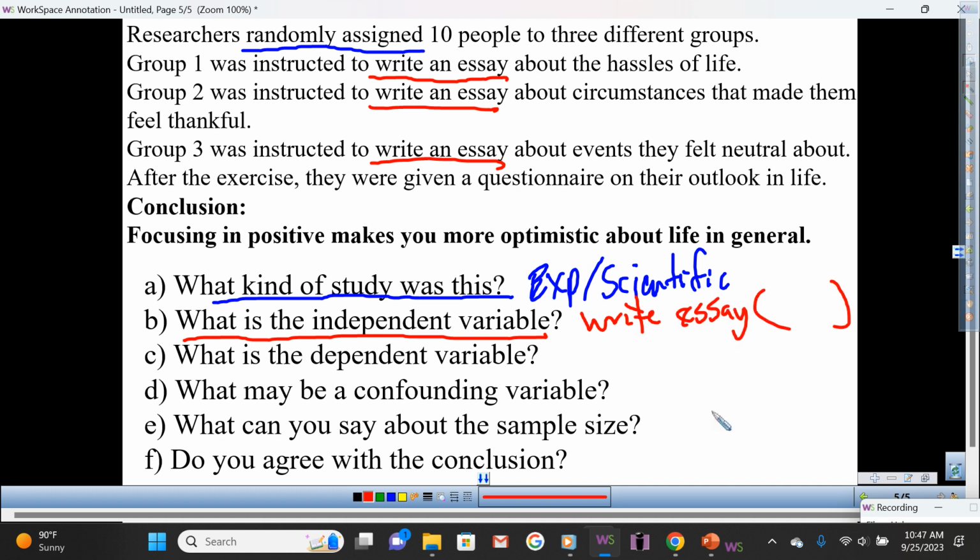All right. So one is for hassles, the other one is for thankfulness, and the other one is neutral. Okay. Next, what is the dependent variable? So it says after the exercise they were given a what? A questionnaire. That is correct.